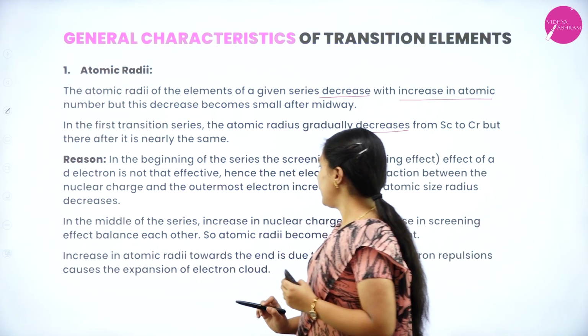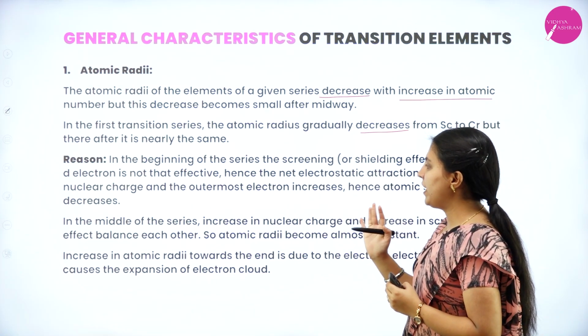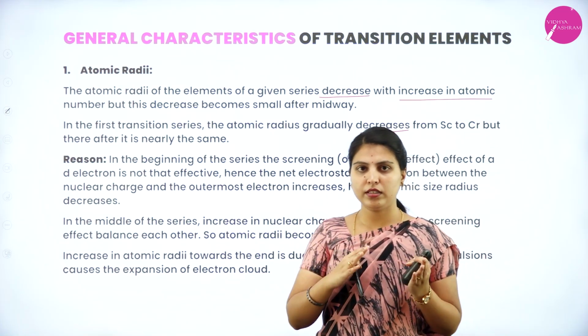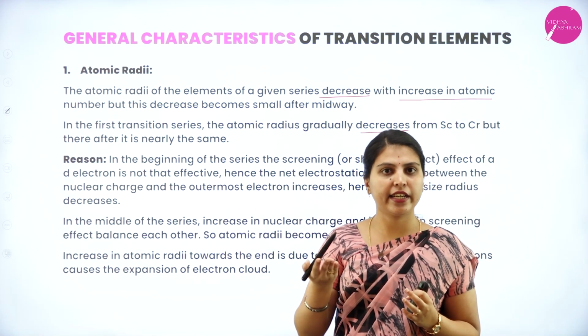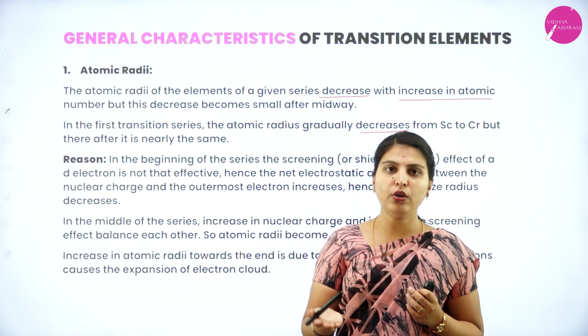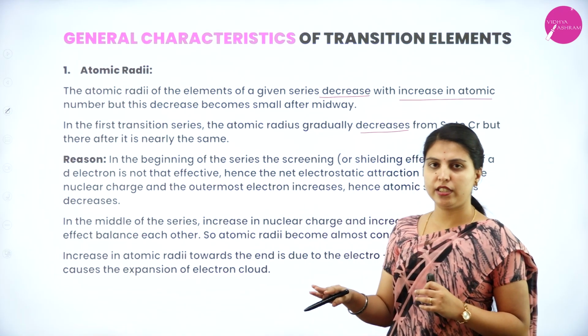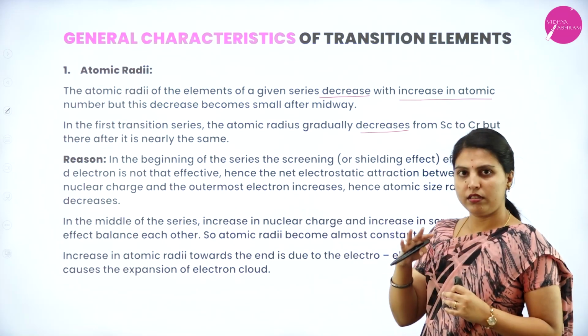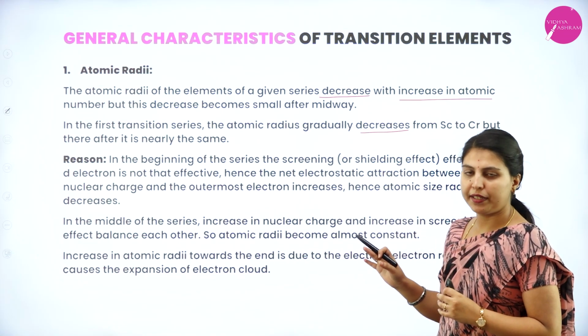In the middle of the series, increase in the nuclear charge and increase in screening effect balance each other. After chromium, what will happen? Increase in nuclear charge, increase in screening effect or shielding effect. So both effects balance each other. So it will not show any decrease or increase. So atomic radii become almost constant.